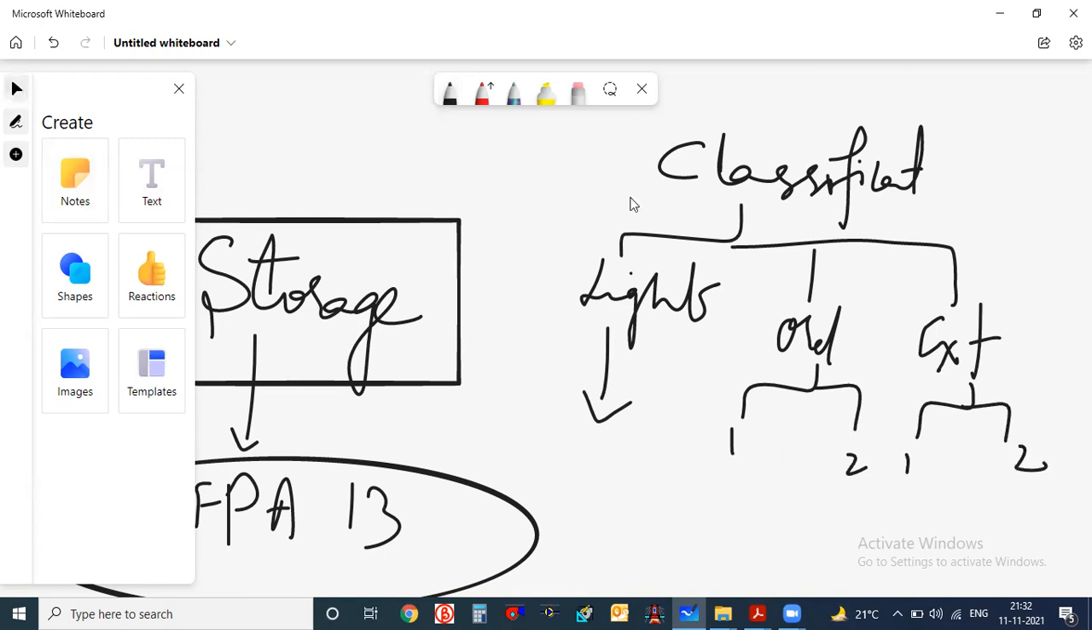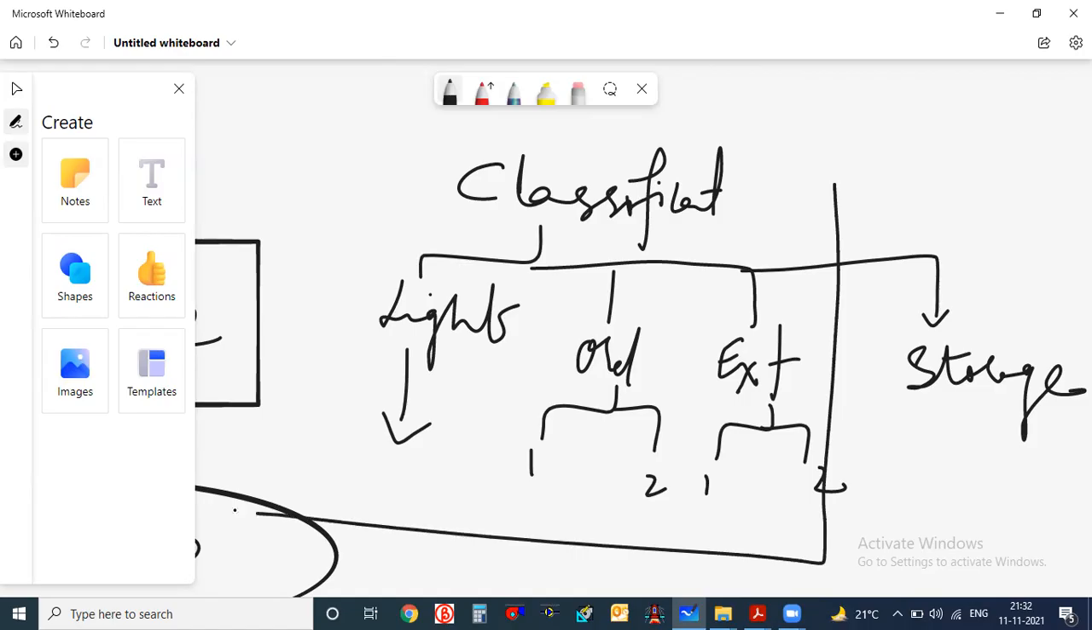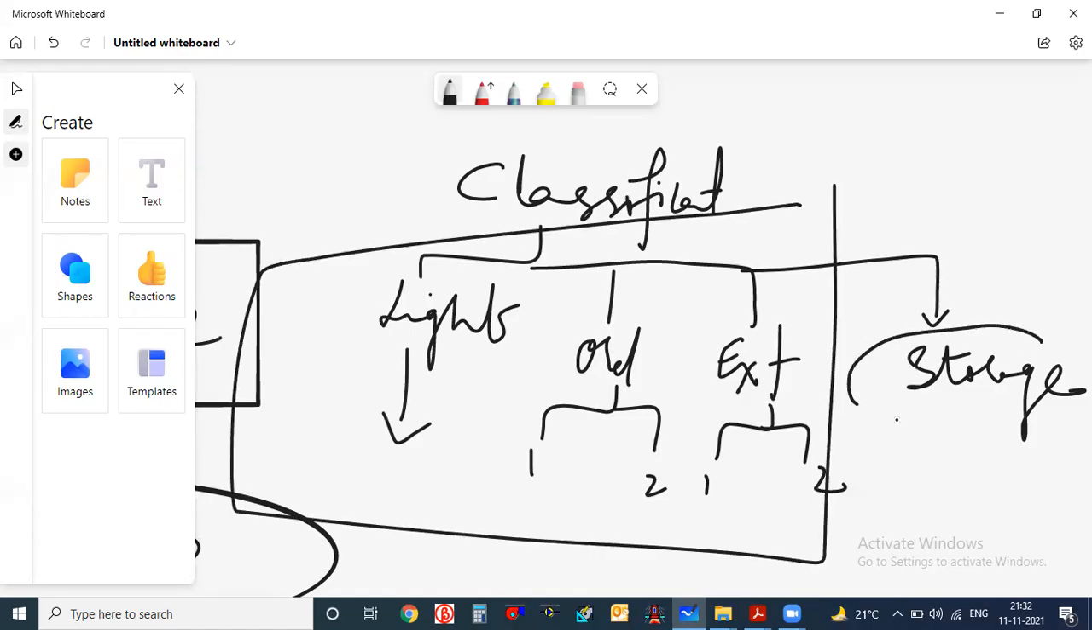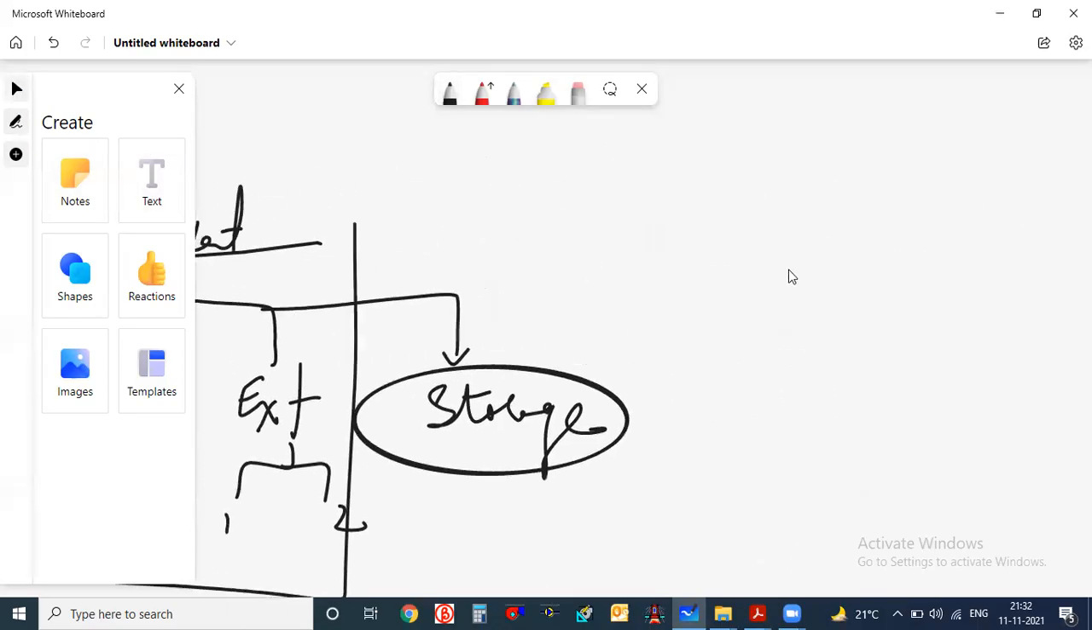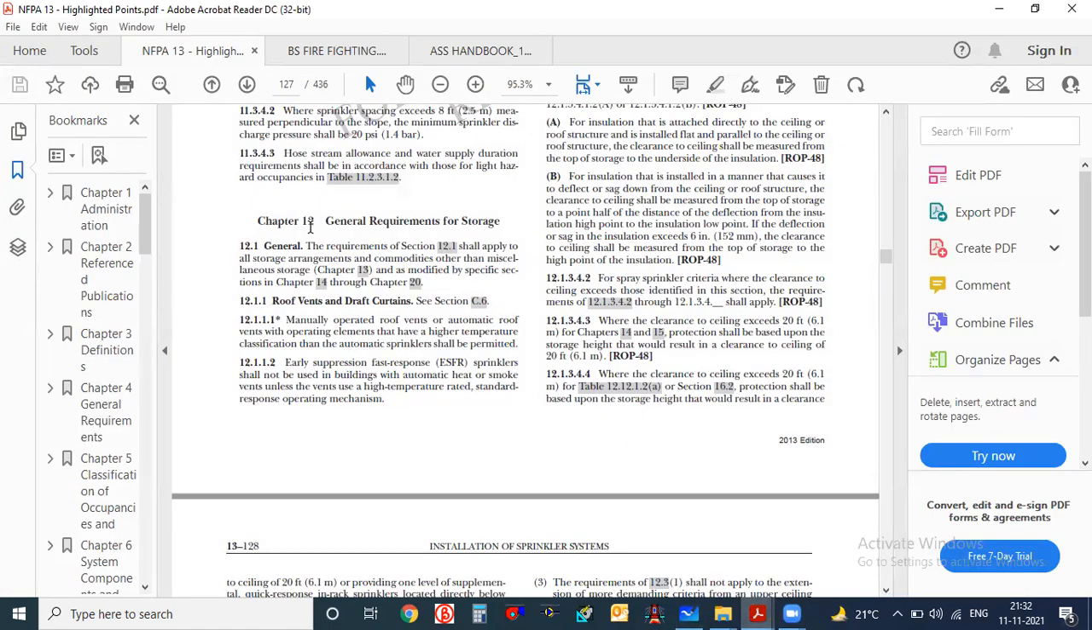But they have also given one more classification, which is the storage. This classification storage is entirely different if you compare with light, ordinary, or extra hazard. Because some buildings like rubber storage, or any product warehouse, are not given in these three, I think. But you will find them in storage type of building. So first let us try to understand what are the types of storage given in NFPA. Here you can see chapter number 12 is starting from storage, and there are so many chapters given here. So we will quickly see what they have given.